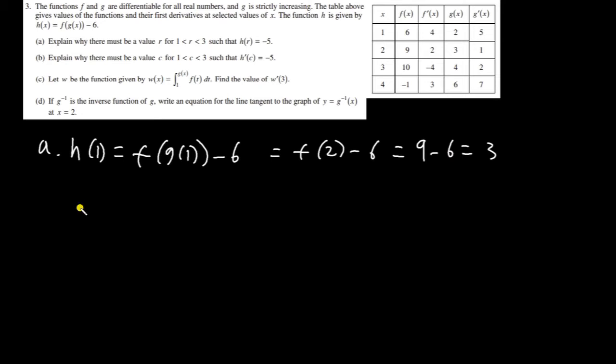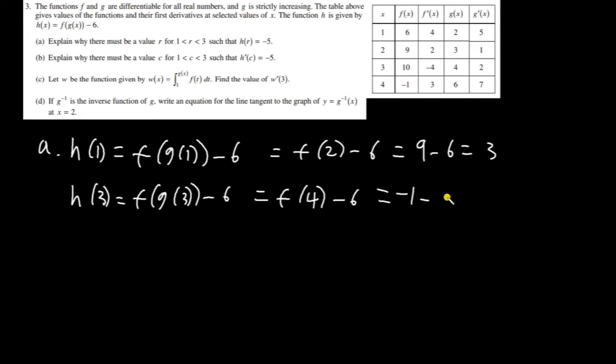Similarly, let's find h of 3. Okay, so this is going to be f of g of 3 minus 6. What's g of 3? It's equal to 4. That's f of 4 minus 6. Well, what's f of 4? F of 4 is negative 1. Negative 1 minus 6, which is negative 7.